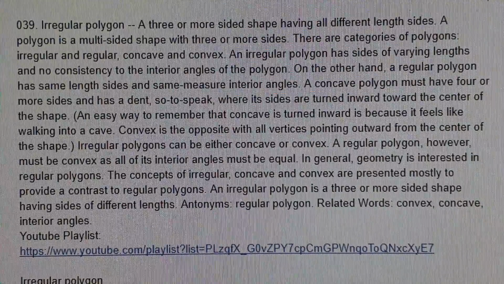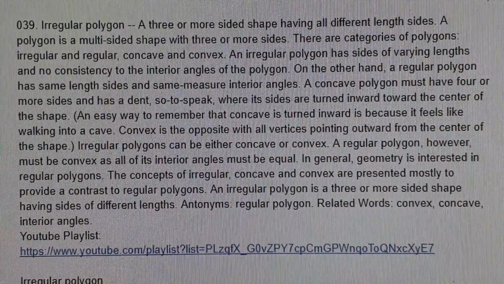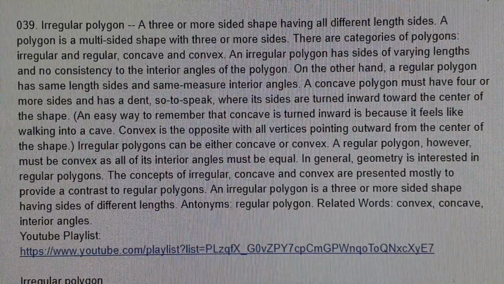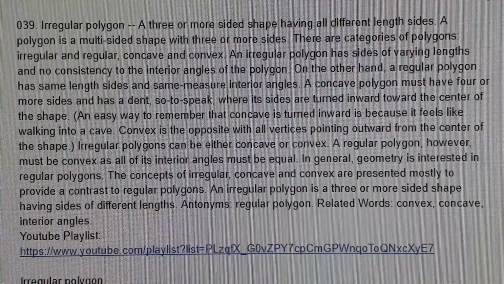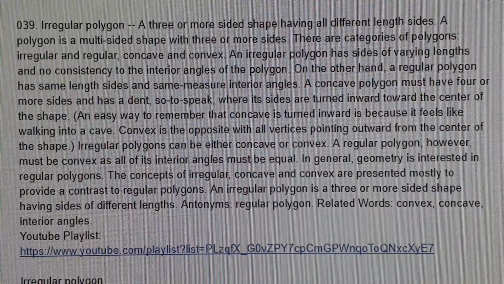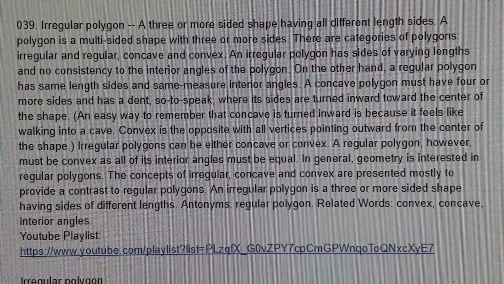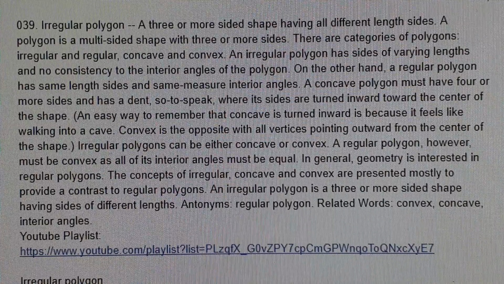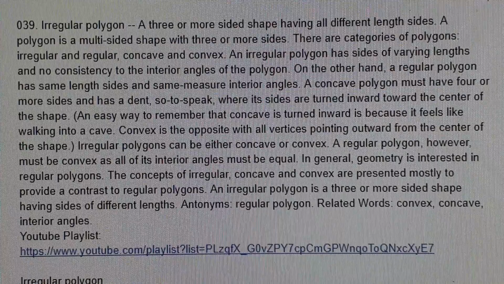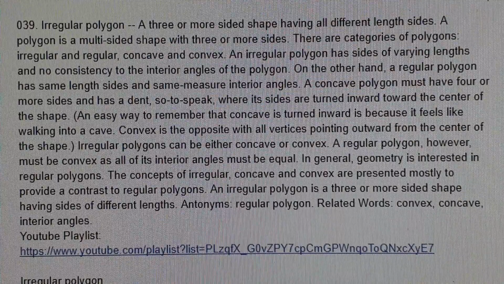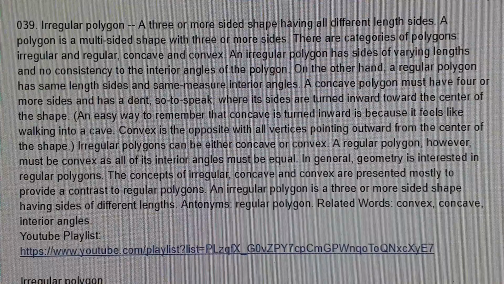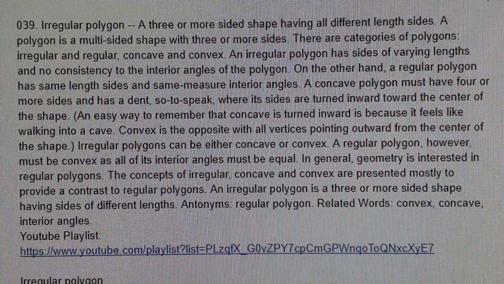Irregular polygons can be either concave or convex. A regular polygon, however, must be convex, as all of its interior angles must be equal. In general, geometry is interested in regular polygons. The concepts of irregular, concave, and convex are presented mostly to provide a contrast to regular polygons.